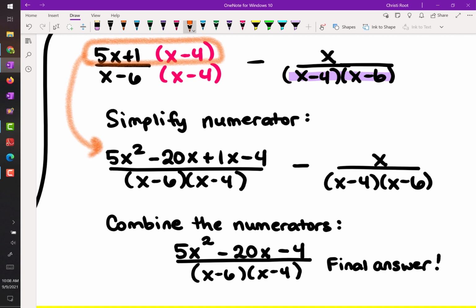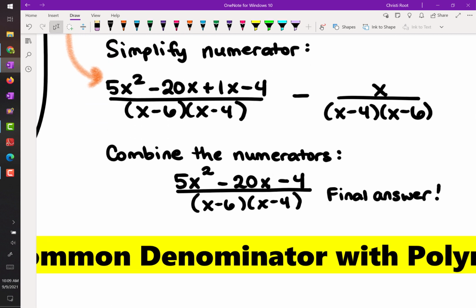How did I go from the top to that 4 terms? What did I do? What technique did I use to get 5x squared minus 20x plus 1x minus 4? What did I use? We distributed, we FOILed it, right? So when you multiply a binomial times a binomial, you have to do first, outside, inside, last, okay? And then I just combine like terms, and that's it. So the numerator is not factorable. I'm done. So as you can see, there's a lot of steps to adding and subtracting. They're not all going to be that bad, I promise.